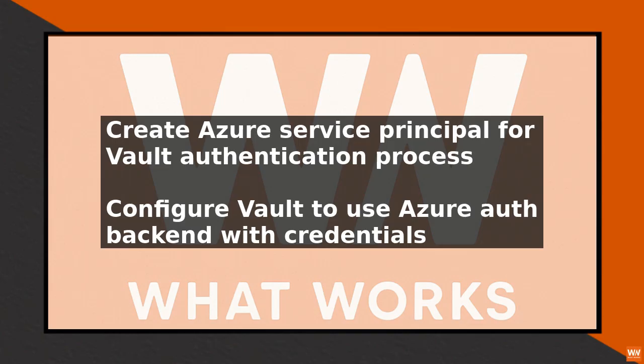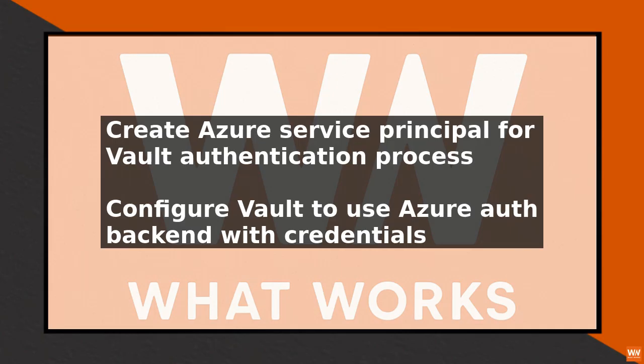Next, you need to configure Vault to use the Azure Auth backend. This involves creating a new Auth backend in Vault and specifying the Azure Service Principal credentials. You can do this using the Vault command line interface or the Vault UI. You will need to provide the tenant ID, client ID, and client secret of the Azure Service Principal.